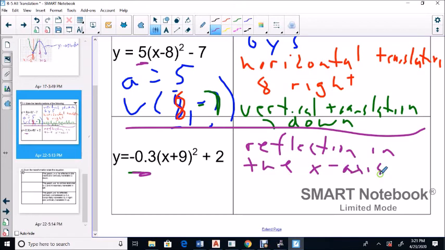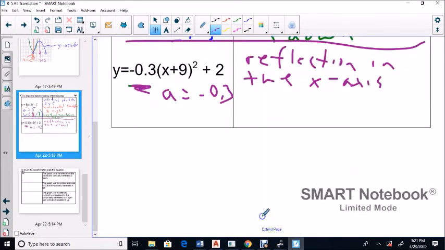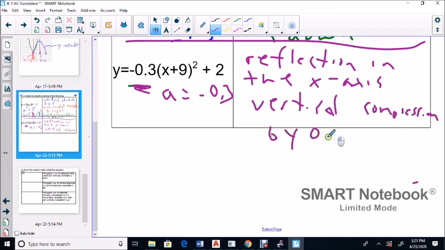Okay, let's take a look. That 3 here, that negative 3. Oh, I should write a is negative 3. That tells me 0.3. The decimal actually tells me, and I'll extend the page, that it's a compression, a vertical compression by 0.3. Now let's go to the vertex. I'm going to write the vertex. So it's negative 9, 2.